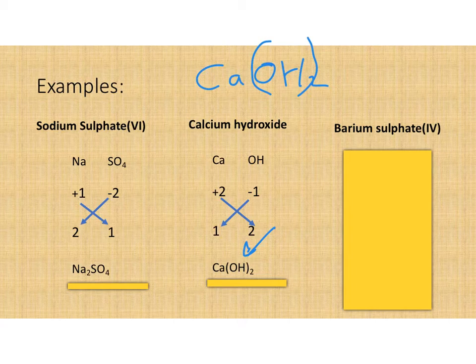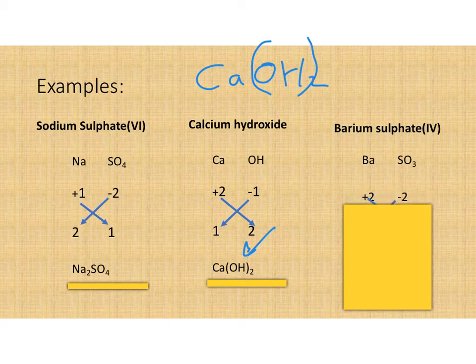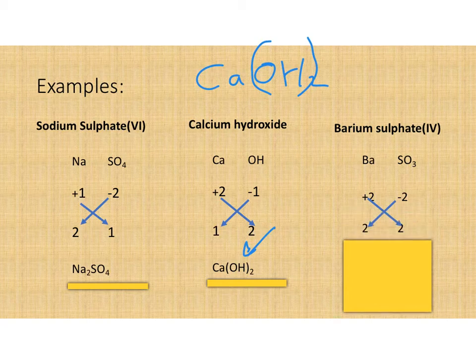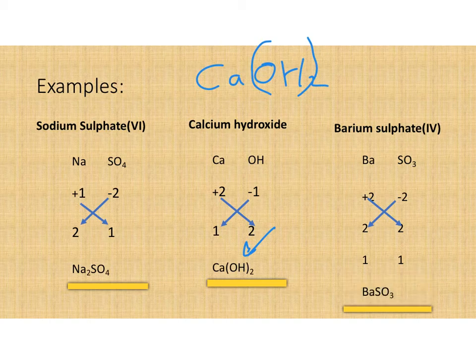Okay, next one then. Barium sulfate(IV) now. So this is Ba now SO3, because it's sulfate(IV). Put the charges +2 and -2, swap them around, 2 and 2. The simplest ratio is 1:1, so it's BaSO3.